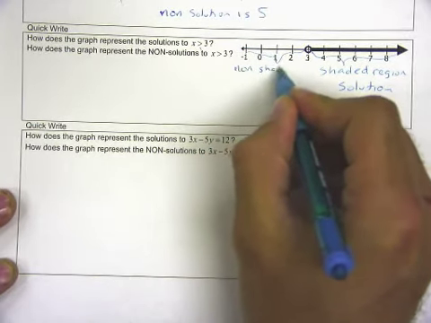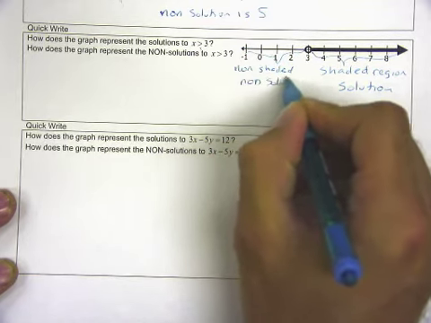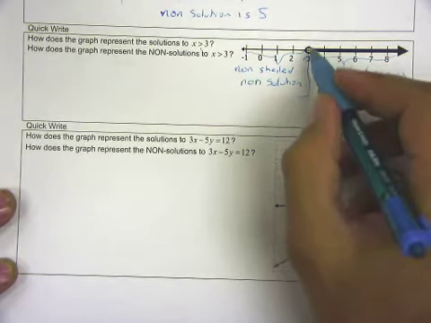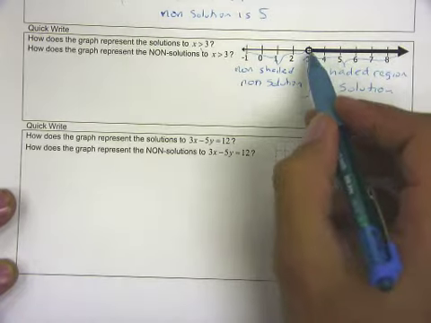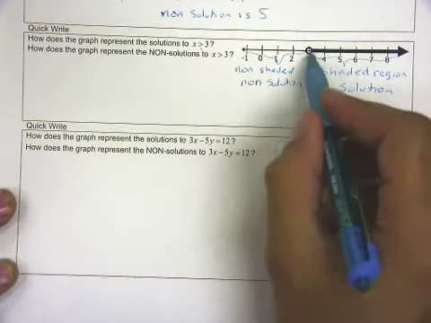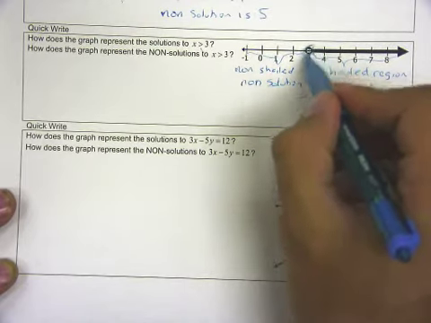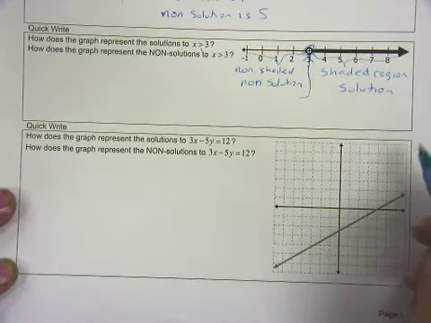Non-shaded, non-solutions. You'll notice, and you may have talked about, that boundary value that separates the non-solutions from the solutions. In this case, the graph represents that point, that value 3, is a non-solution by having it be an open boundary as opposed to a closed boundary, an open bullet instead of a closed bullet.